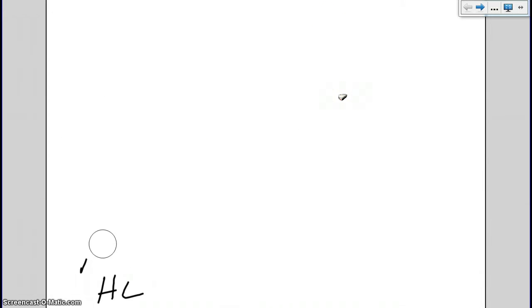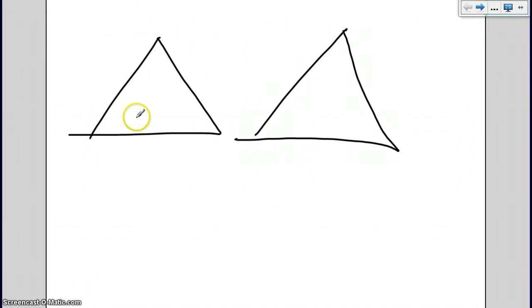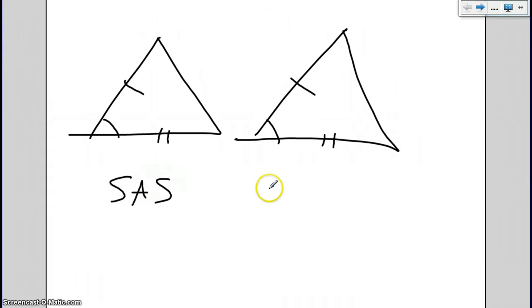I'll show you some examples of a few. If I give you two triangles like this is one triangle and this is another, and I tell you that this angle is congruent to this angle, this side is congruent to this side, and this side is congruent to this side, I know that I have S, A, S. Now, ask me, why don't I do this? Because this A is in between these two S's, just like this angle is in between these two tick marks.